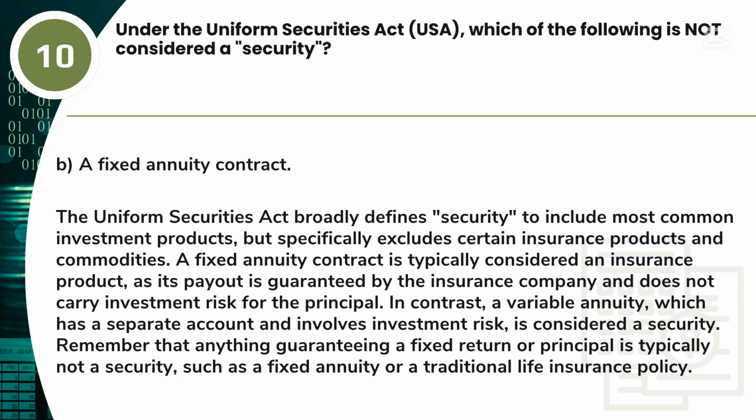The Uniform Securities Act broadly defines security to include most common investment products, but specifically excludes certain insurance products and commodities. A fixed annuity contract is typically considered an insurance product, as its payout is guaranteed by the insurance company and does not carry investment risk for the principal. In contrast, a variable annuity, which has a separate account and involves investment risk, is considered a security.